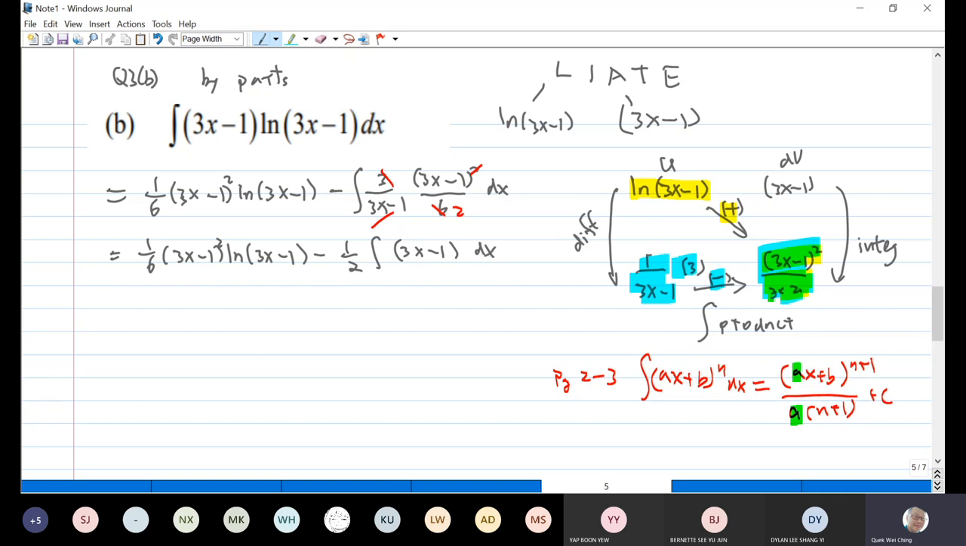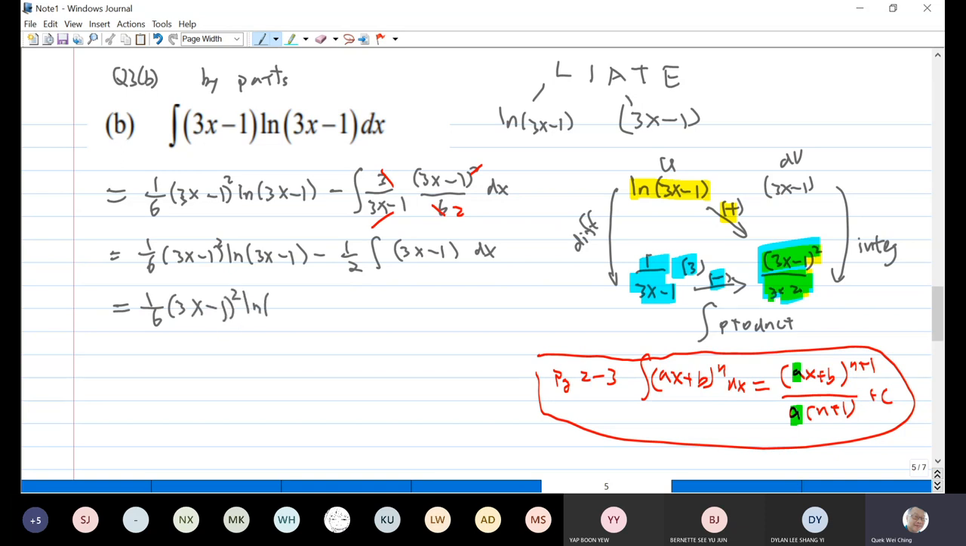Okay, how to integrate 3x minus 1? You can use the same formula as before, okay, same formula as this one, so that it saves you a lot rather than integrating term by term. You don't integrate term by term, right? Just integrate this one, it is 1 over 6, 3x minus 1 squared ln of 3x minus 1, minus half, 3x minus 1 squared over 2, and then divide by 3.